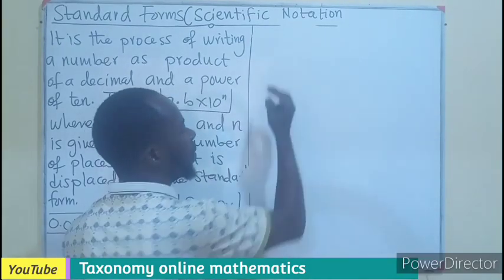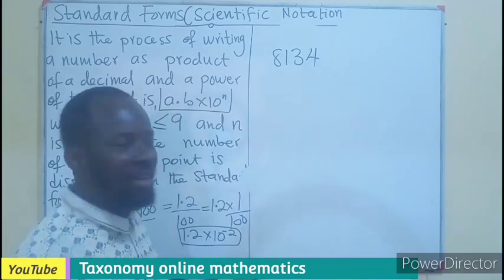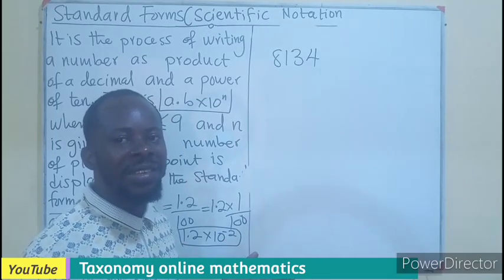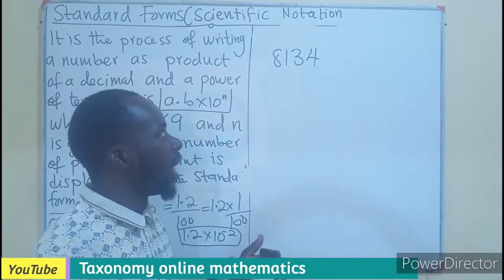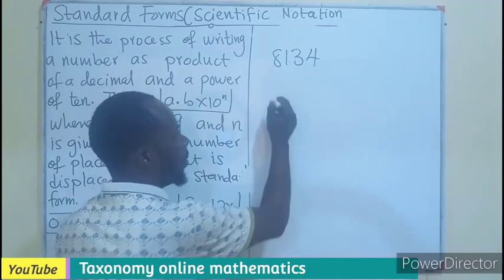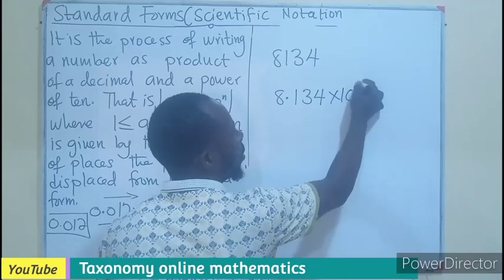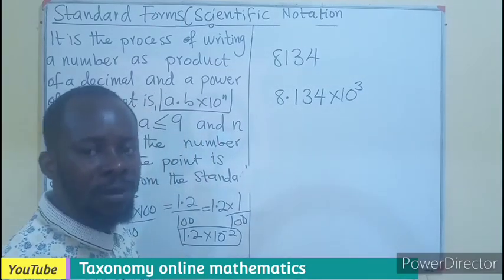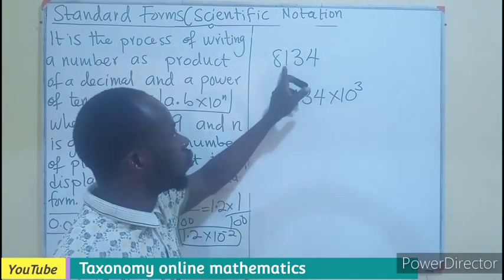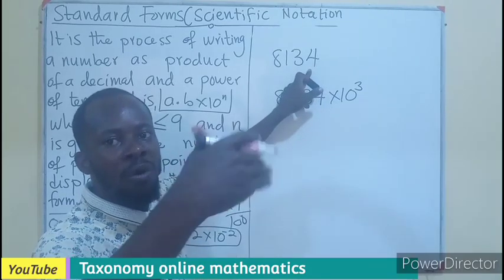Okay, so let's see if we can employ that. Let's see. If I have 8,134, we want to write this in the standard form. We are aware that the point is always at the back. So we are going to introduce 1, 2, 3, meaning 8.134 times 10 exponent positive 3. Why positive 3? Because we are moving the point to the left. You see, there is no zero, so no need to displace any number or eliminate any number. It is only zeros that we don't write.